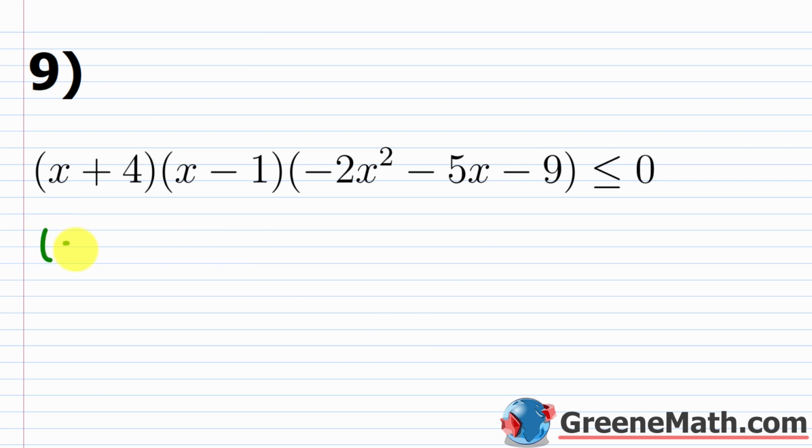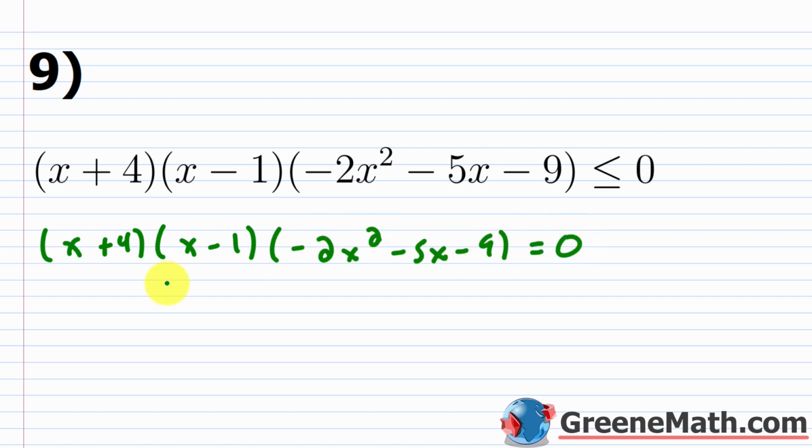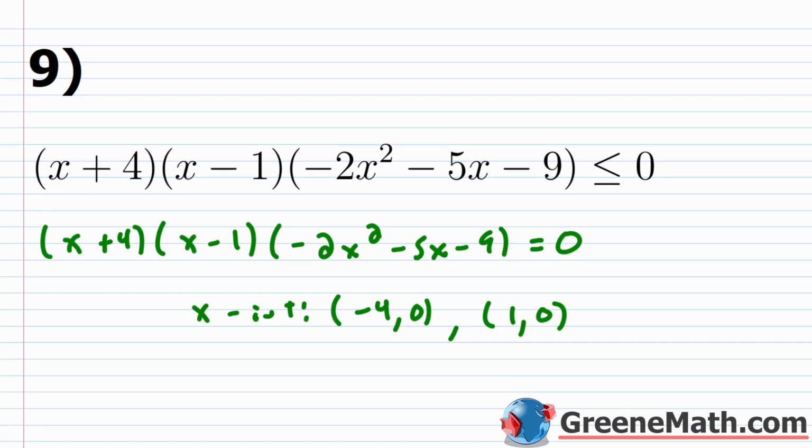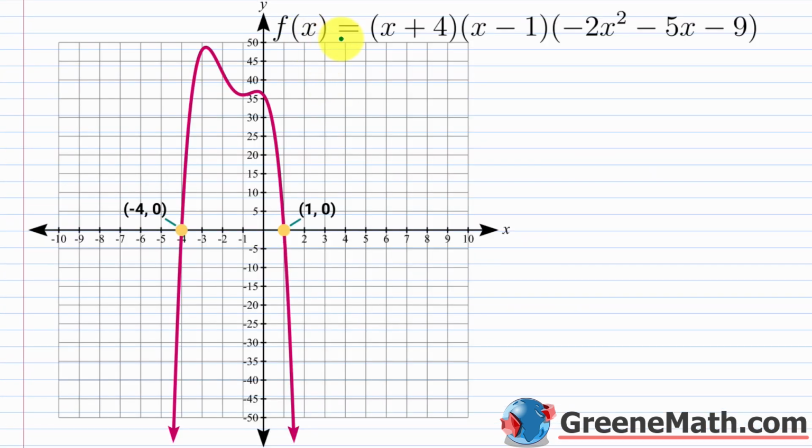So coming back up, I could do x plus 4, and then times x minus 1, and then times negative 2x squared minus 5x minus 9. We'd set that equal to 0. And again, the x-intercepts, you would have one at negative 4, 0, and then another one at 1, 0. So this is what we're working with. Just looking at the graph, this is f of x equals the quantity x plus 4 times the quantity x minus 1 times the quantity negative 2x squared minus 5x minus 9. So you'd have an x-intercept at negative 4, 0, and then another one at 1, 0.